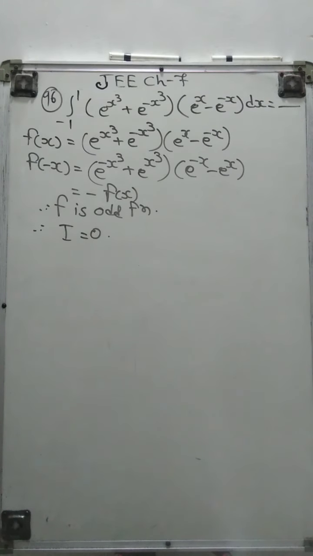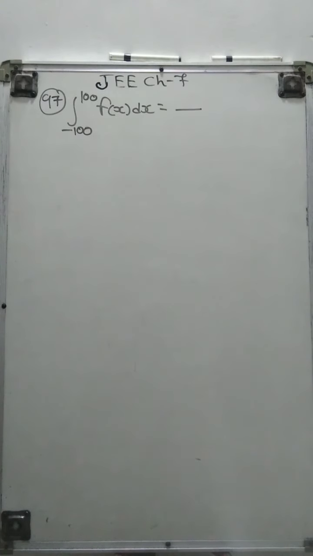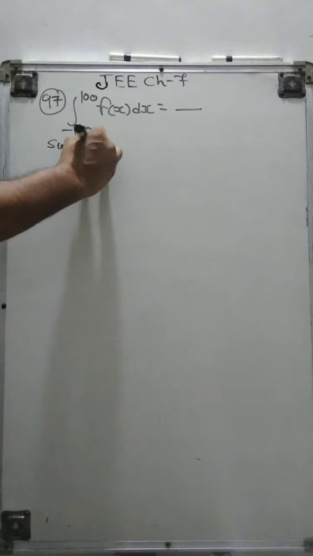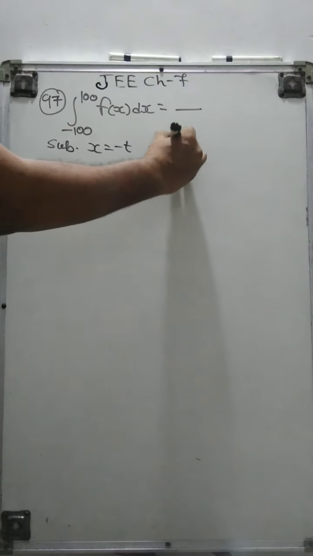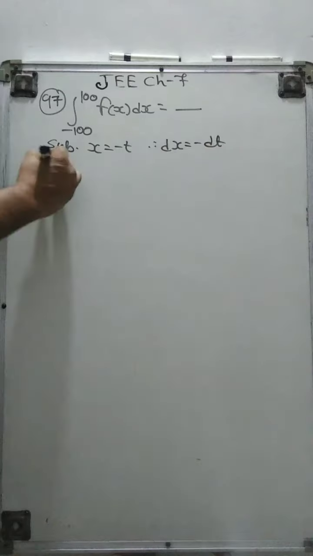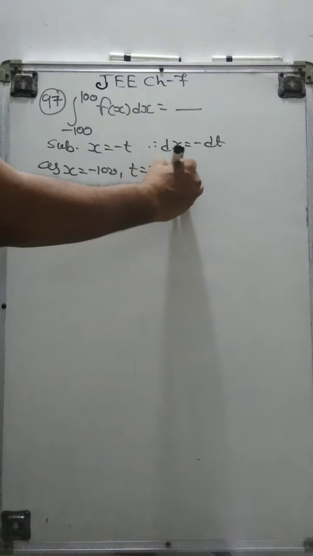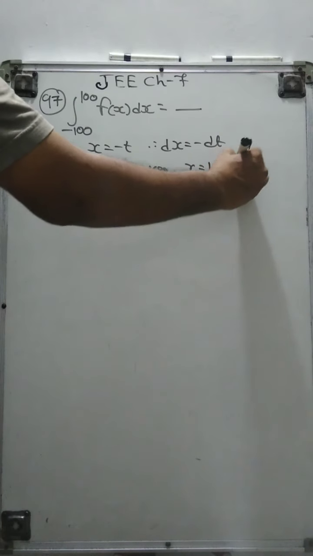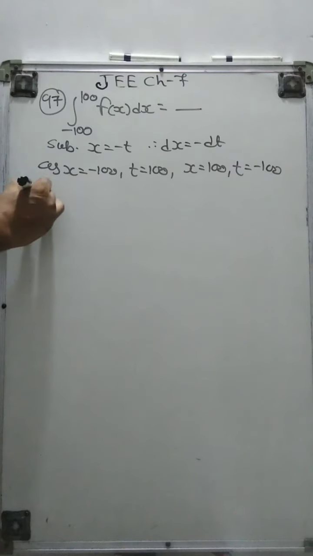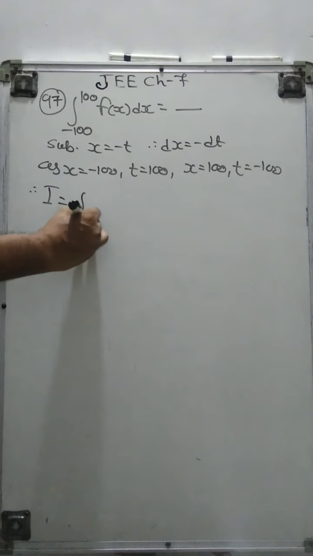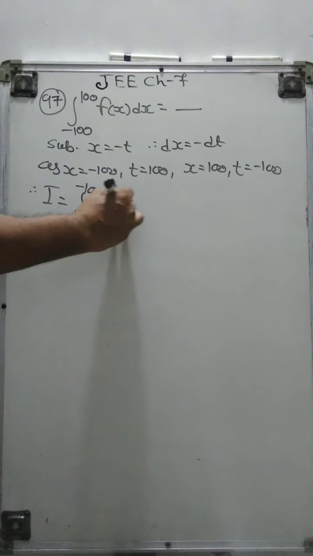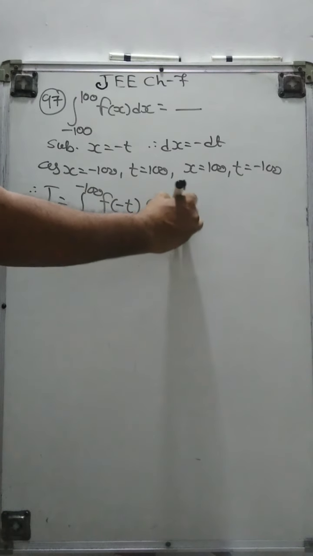97. In 97, integration from minus 100 to 100 of f(x) dx is equal to dash. So here we substitute x equal to minus t. Therefore dx is equal to minus dt. As x equals minus 100, t is 100 and x is 100, t is minus 100. Therefore I equals integration from 100 to minus 100 of f(minus t) into minus dt.